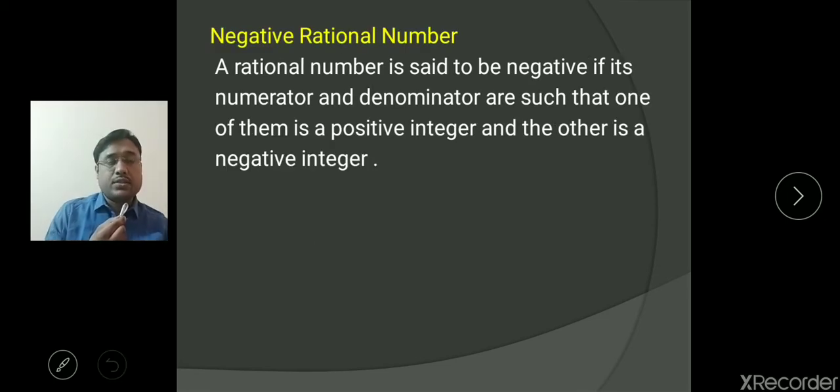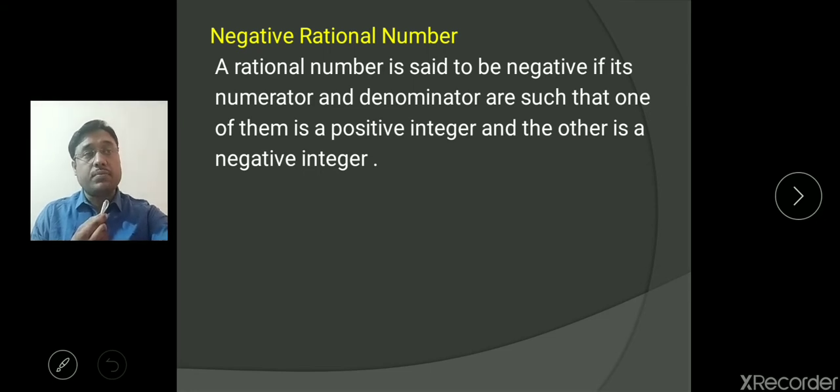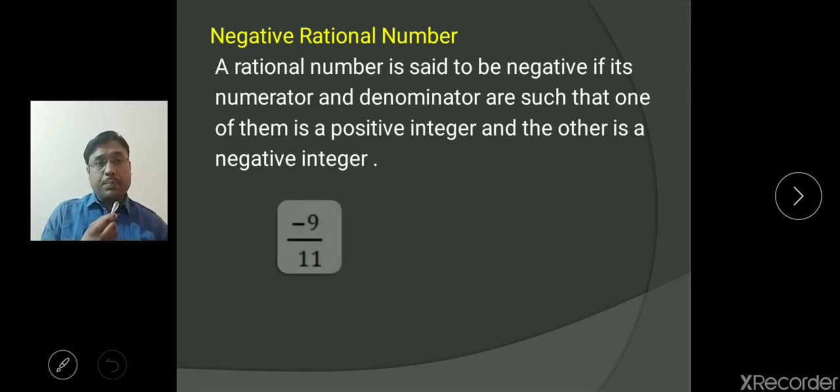Now the next term is negative rational number. A rational number is said to be negative if its numerator and denominator are such that one of them is a positive integer and the other is a negative integer. That means both don't have the same sign. If the numerator is positive, then the denominator will surely be negative. That means the numerator and denominator have opposite signs, then only you will say the rational number is negative. For example, minus 9 by 11, so this is a negative rational number.